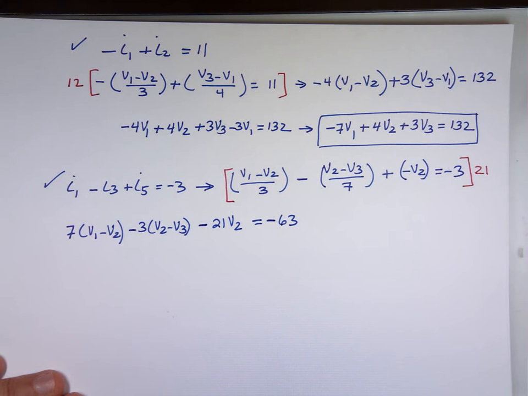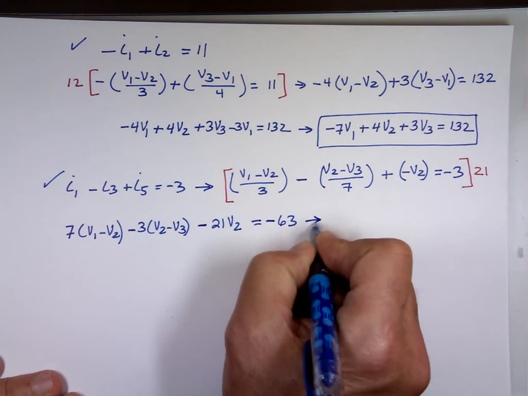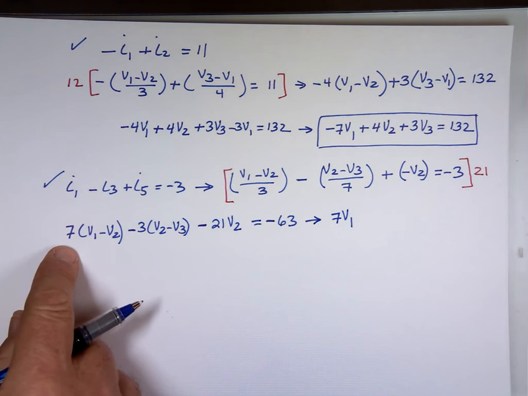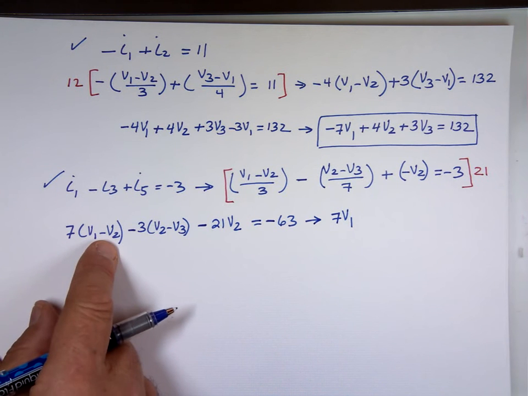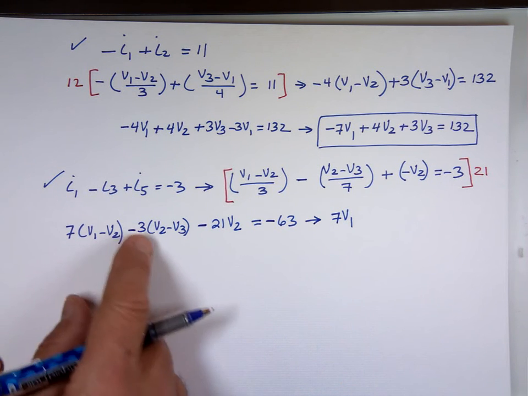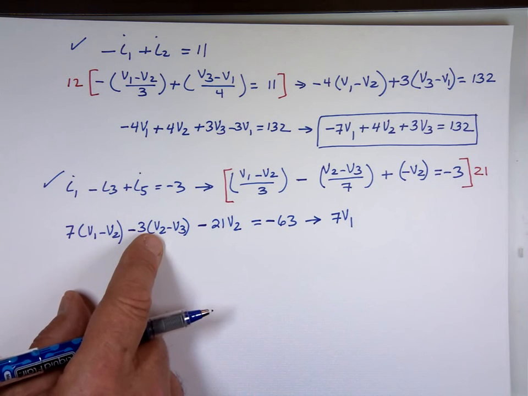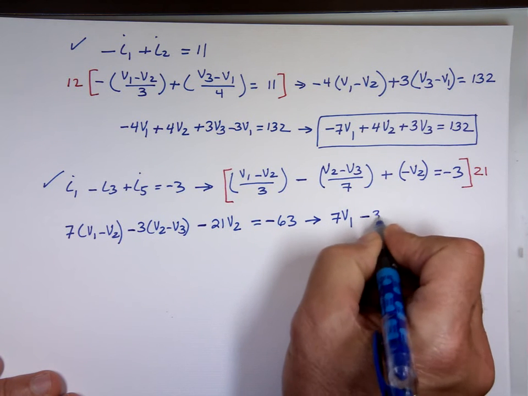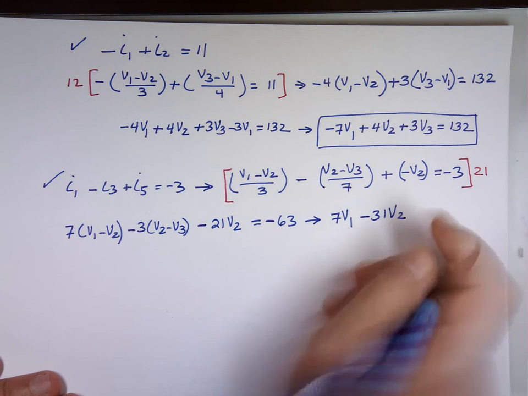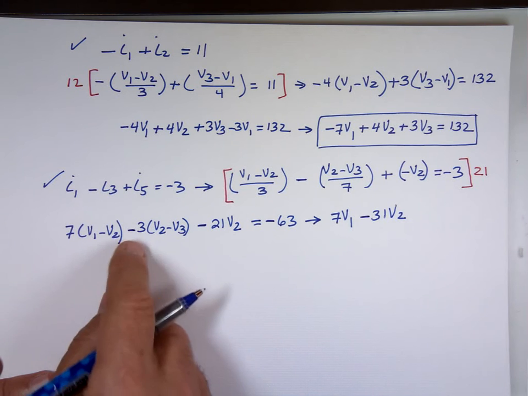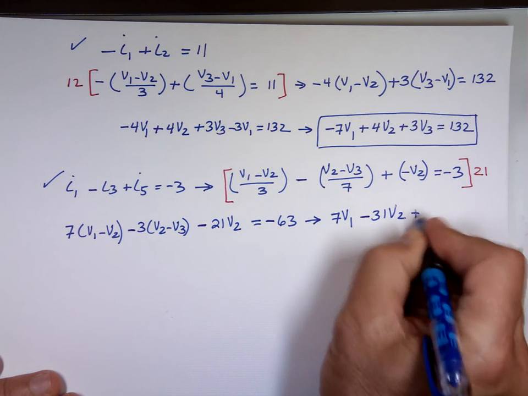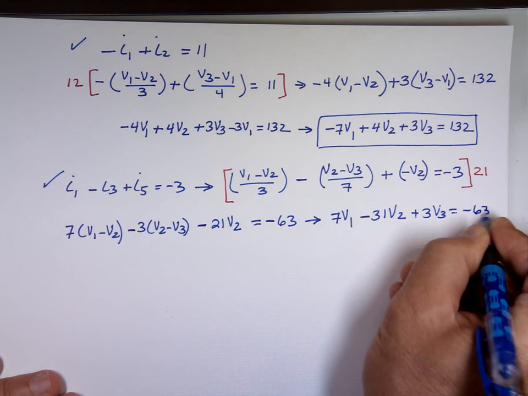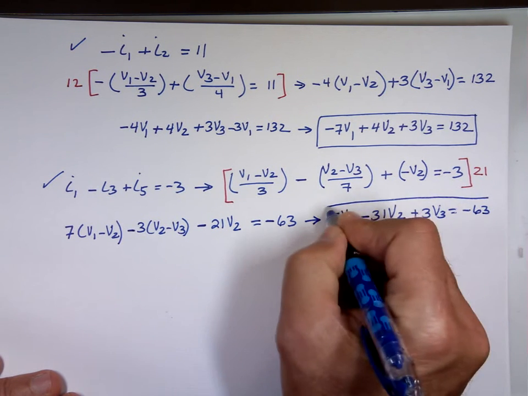Clean it. Hopefully I'm going to try to do it in one shot. 7V1 negative 7V2, negative 3V2, that's negative 10, negative 21, is it negative 31V2? And what about the V3? Is that plus 3V3? So if I clean this correctly, this is what I have.